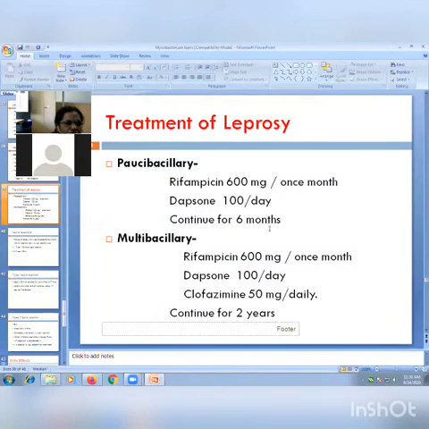Now this is the treatment part of leprosy. Once diagnosis is done, according to WHO, paucibacillary and multibacillary. So these are the drugs given: Rifampicin, Dapsone.